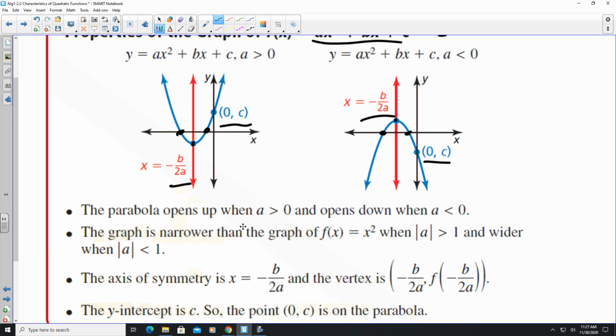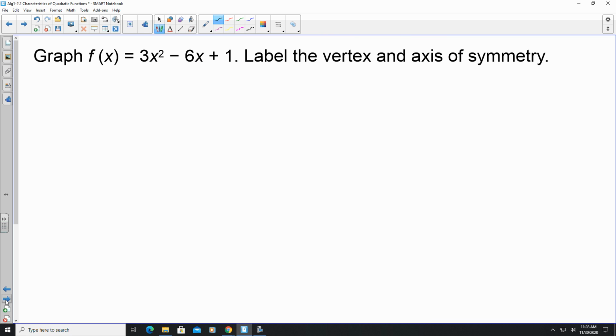So with that being said, what they're going to do here is they're just going to give us various functions depending on if they're standard form, vertex form, or intercept form, and they're going to ask us various questions. So here, they're looking for the vertex and the axis of symmetry, but they give it in standard form. Still able to solve it, it's just not as easily identified like if it was in vertex form.